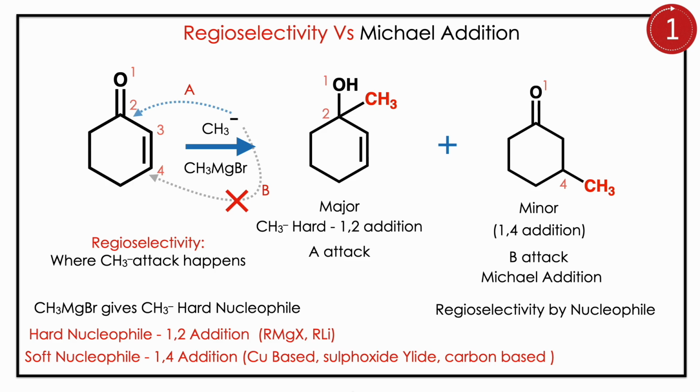Based on hardness and softness, the nucleophile attacks. A hard nucleophile will attack the 1,2 position. Mostly magnesium and lithium nucleophiles are hard, and soft nucleophiles undergo 1,4 addition. Copper and sulfur halides are soft nucleophiles. Here we are using methyl magnesium bromide, which is a hard nucleophile, which attacks, and you have the final 1,2 addition product. So you should master the Michael addition to understand regioselectivity.